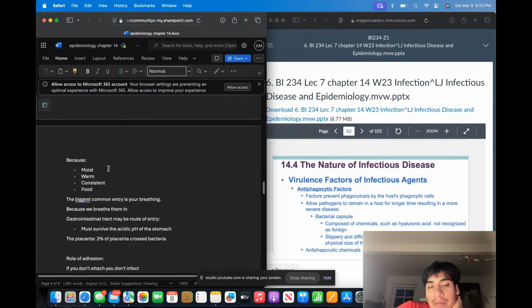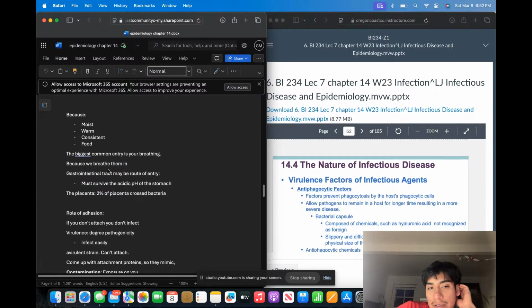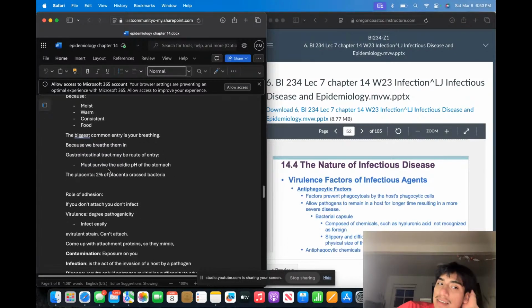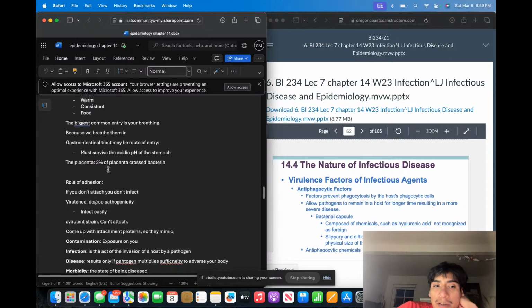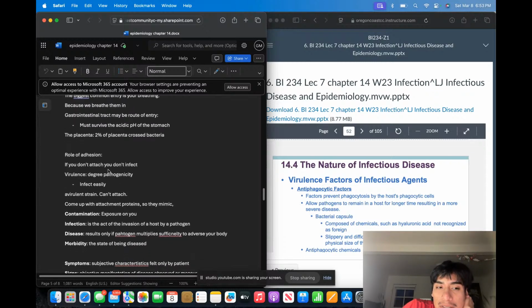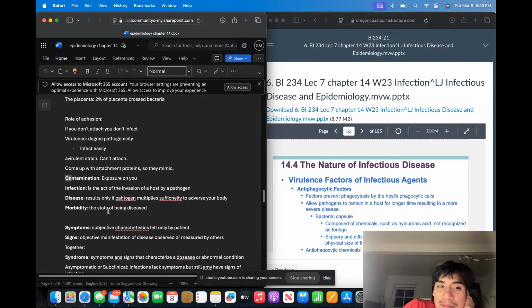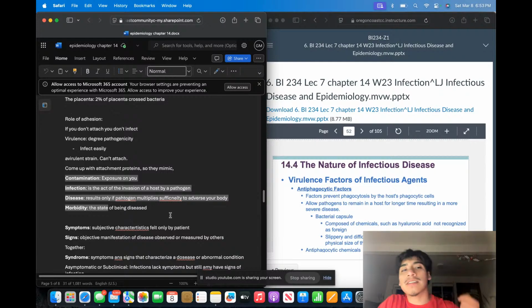Gastrointestinal tract may be a route of entry. Role of adhesion: virulence is how badly it can hurt you, pathogenicity is how easily it can spread. An avirulent strain can't attach, which makes sense because virulence is how bad it can hurt you. Avirulent, it can't hurt you, meaning it can't attach. So contamination again. So this is some of the stuff we did. This is actually some good recap.